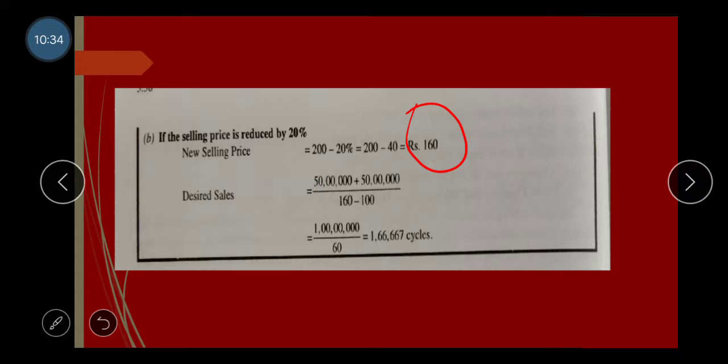So at 200 rupees selling price you have to sell 1 lakh cycles to generate 50 lakhs. Similarly, as you reduce the selling price, you have to sell more cycles in order to generate the same profit. We can cross check this. When 1,66,667 cycles are sold, what will be the contribution? Contribution per unit is 60 rupees. So multiply by 60 and you get the total contribution. From that total contribution, when you deduct your fixed cost of rupees 50 lakhs, the profit will be rupees 50 lakhs. That you can cross check also. So that's all about the first application area, that is profit planning, right? Hope it is clear to you.